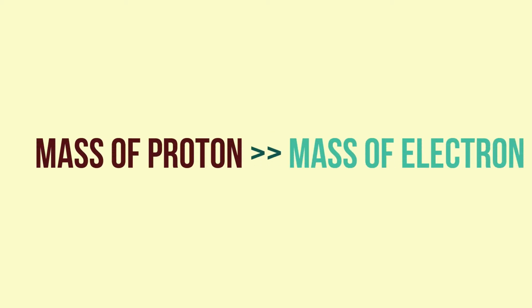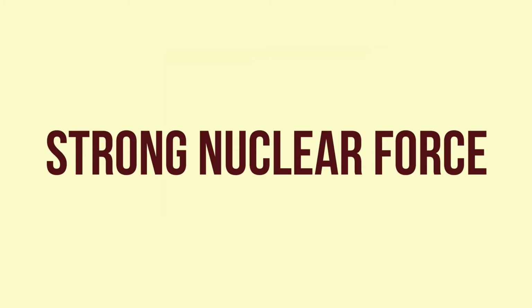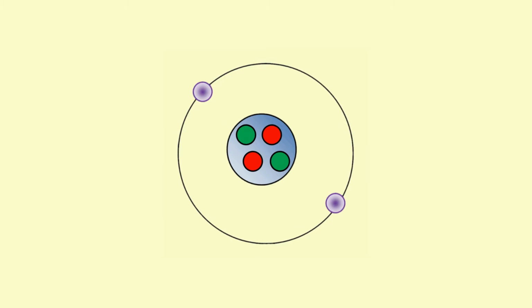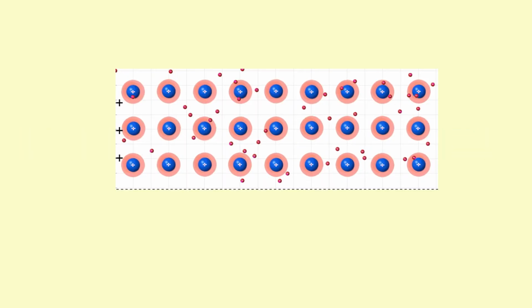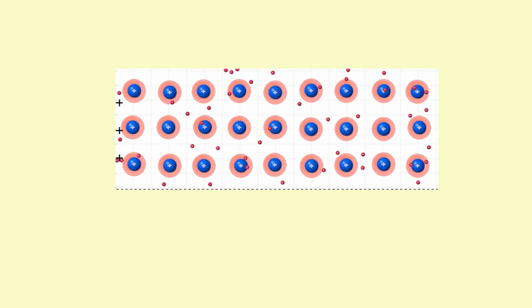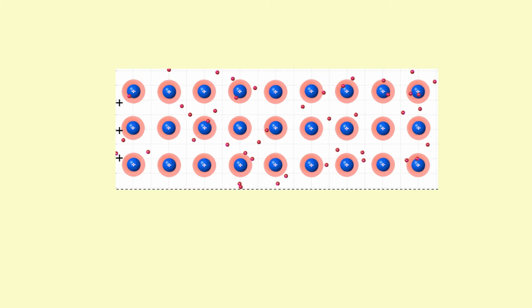We all know that protons are very heavy compared to electrons, and they are held in the nucleus by the strong nuclear force, which is the strongest force in nature. That is why in solids the protons or the nuclei are not mobile. They are fixed to their locations. But the case of electrons is a little different. They are lightweight and relatively free, especially the electrons in the outermost orbit, which are known as valence electrons. They move freely within the material.